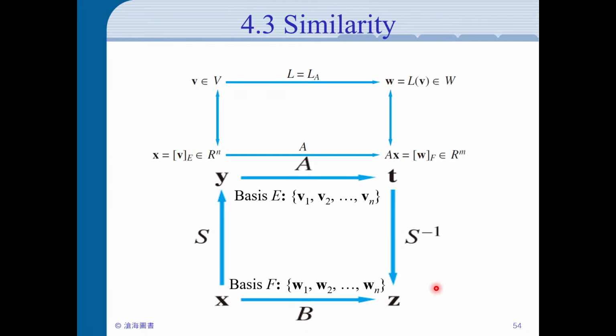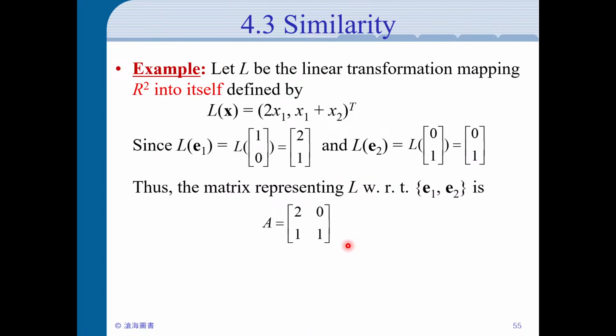So basically you are going to sandwich your A with S and S minus 1. That's really all 4.3 is about. You say a similar matrix B is equal to... I'm forgetting the order, but we'll see. It will be between S and S minus 1 in some order. But anyway, let's see an example first.